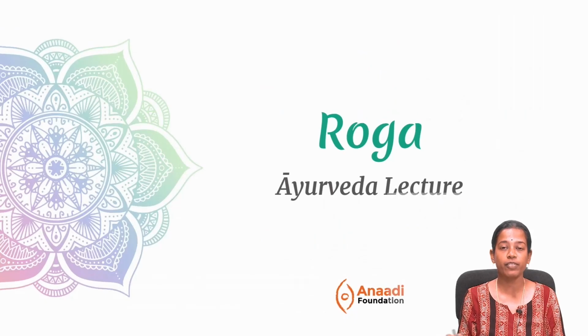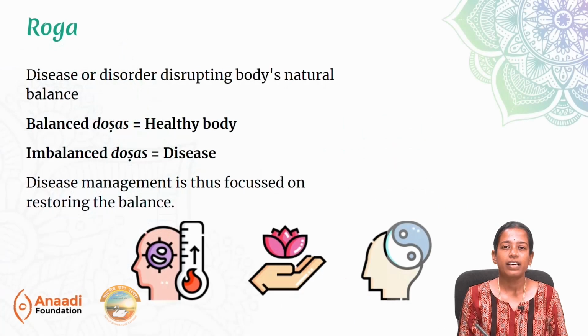In this session, we will be looking at Roga. In Ayurveda, health is seen as balanced doshic manifestation. We have already seen there are three doshas, Vata, Pitta and Kapha. These are energy complexes that govern the bodily functions. When these doshas individually or as a combination go out of balance, that leads to disease manifestation. Such manifestations are called Roga. Hence, bringing these imbalanced doshas back to balance is the recovery process from Roga.